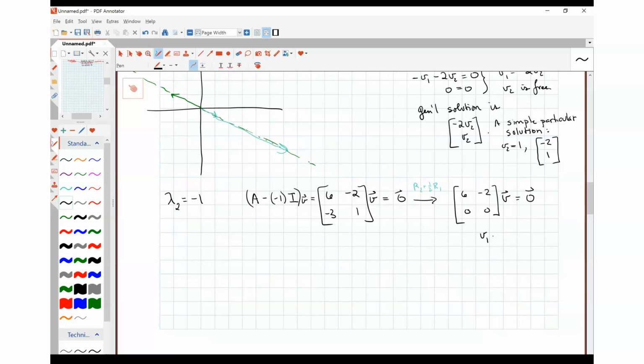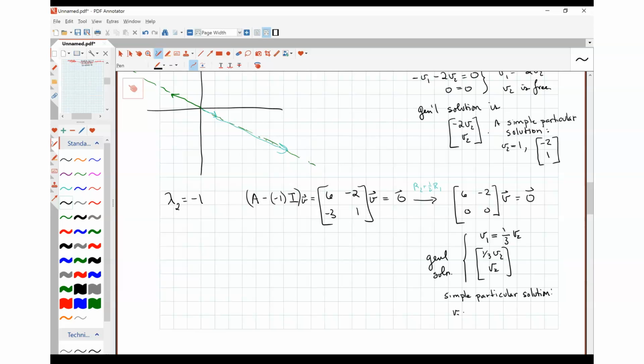The general solution, if you work it out, is that v1, so the first component, is equal to 1/3 v2. And again, I'm not interested in having this whole general solution. I just need a simple particular solution. And 1 is always a very nice, easy number to plug in. But in this case, since there's a fraction there, I'm going to plug in a 3 for v2 so I can get rid of the denominator.